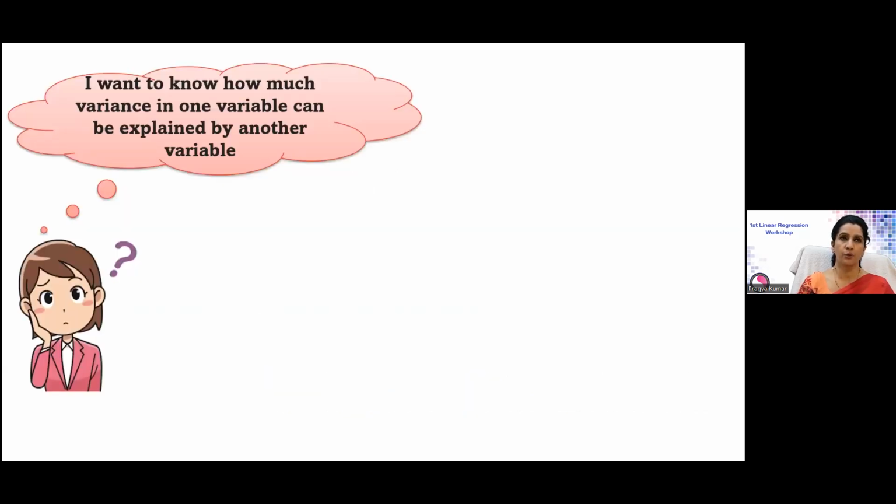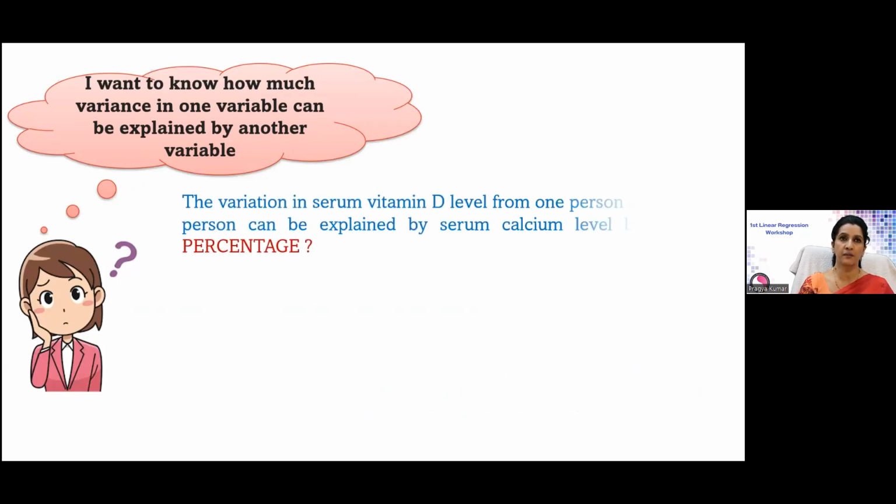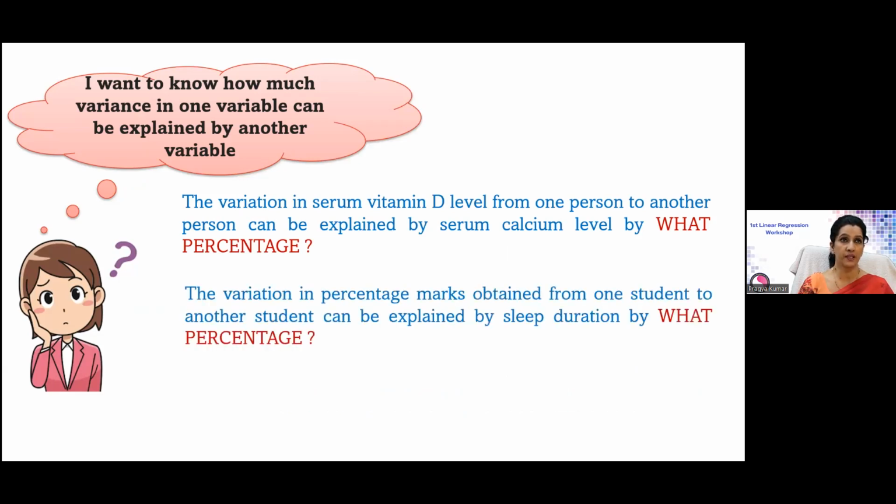But if I want to know how much variation in one variable can be explained by the other variable, then what do you do? Like if I want to understand the variation in serum vitamin D level from one person to another person, how it will be explained by the serum calcium level and by what percentage.